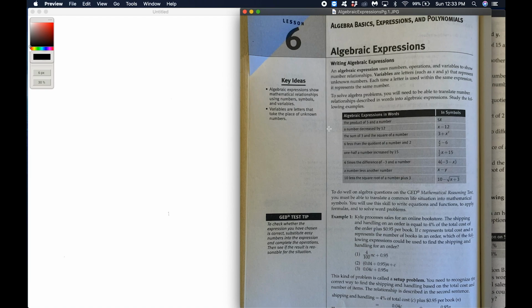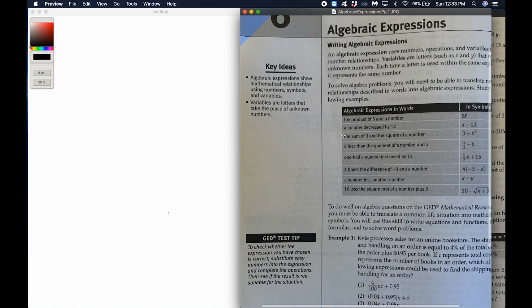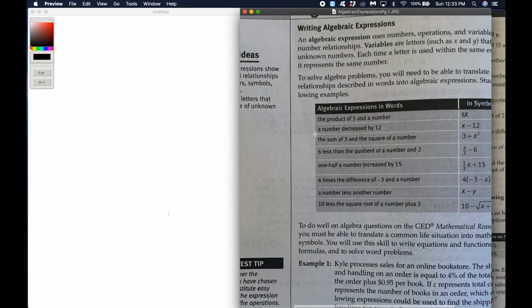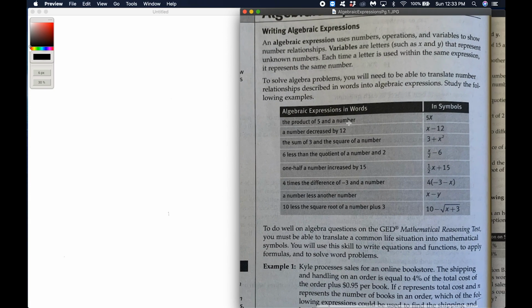So to solve algebra problems, you will need to be able to translate number relationships described in words into algebraic expressions. Study the following examples. So for example, I'll make this a little bigger. The product of 5 and a number. It's important to know what words like the product, decreased, the sum, quotient mean. For example, product is multiplication, decreased is subtraction, the sum is addition, quotient is division.